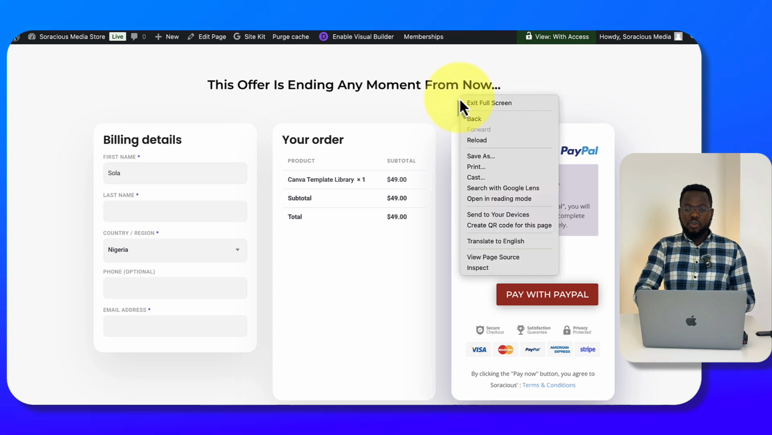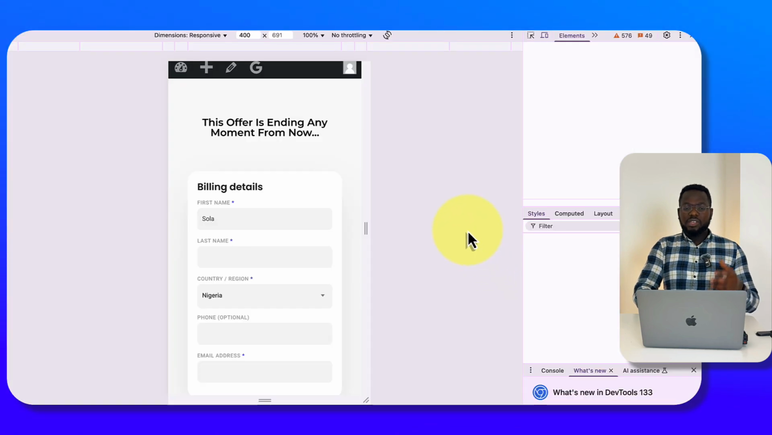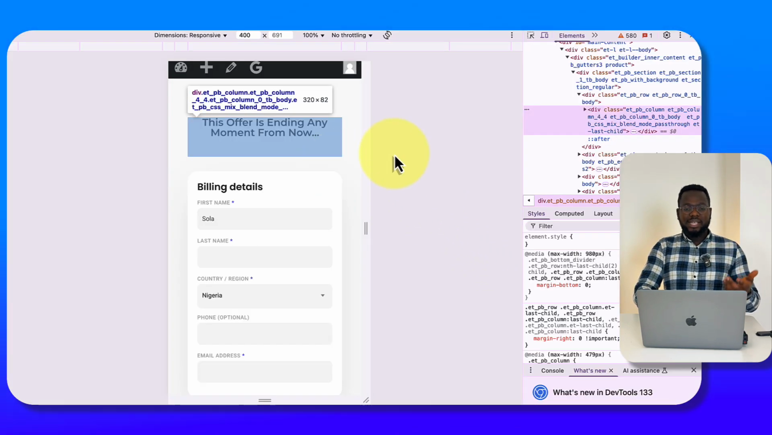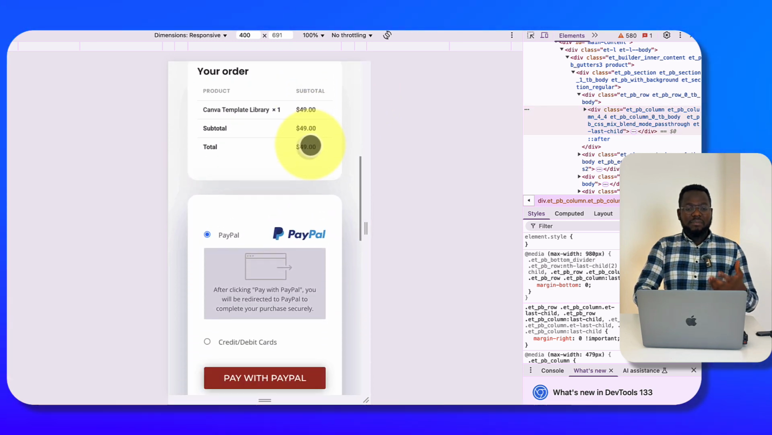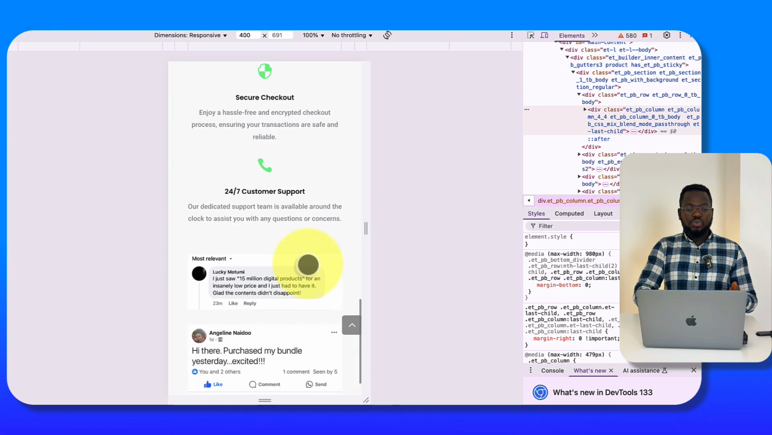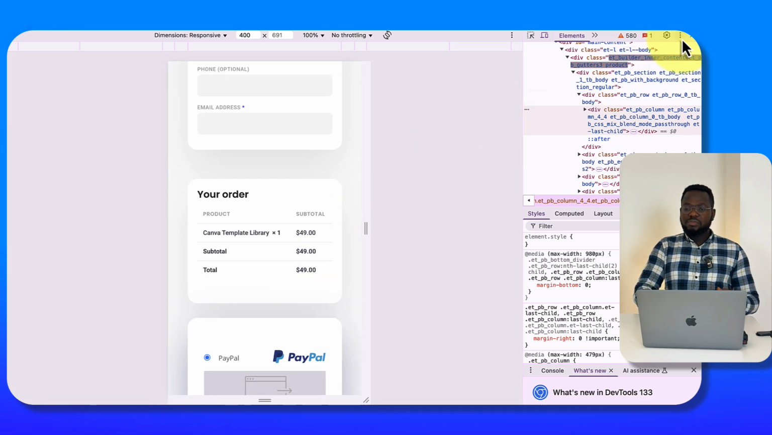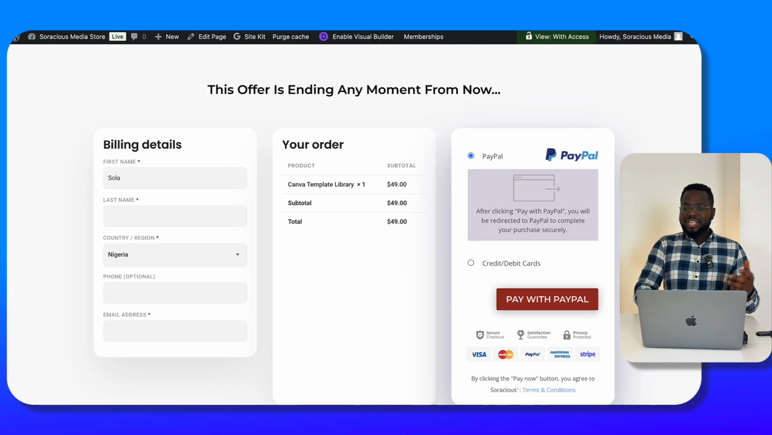And if you check this on a mobile device, you see it's even better. So let me go back. If you come down here, you see it's even better on mobile. It looks so beautiful on mobile. We even put a testimonial there. All right, so now let's move to the next one.